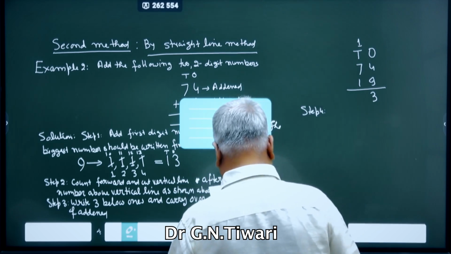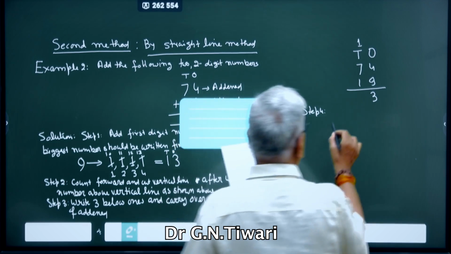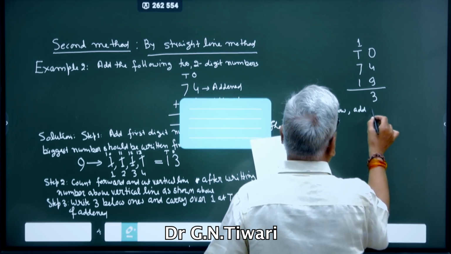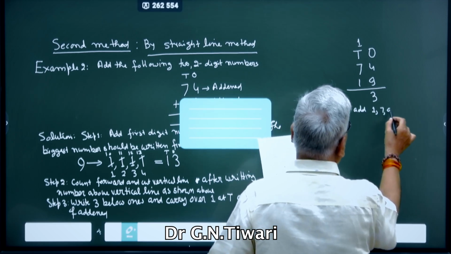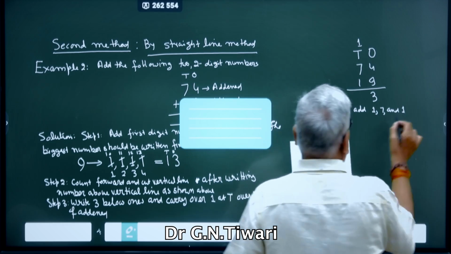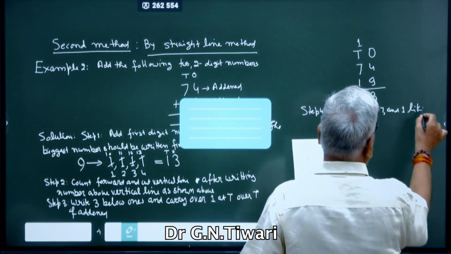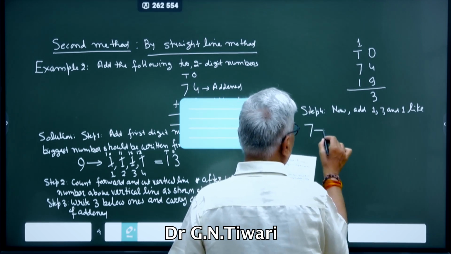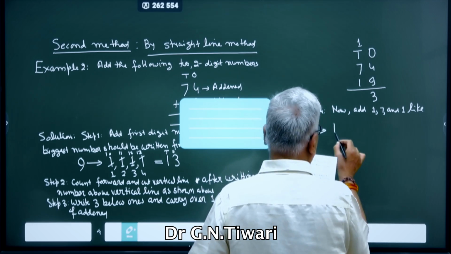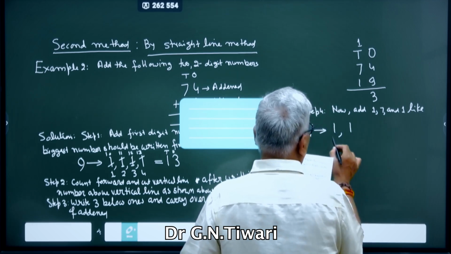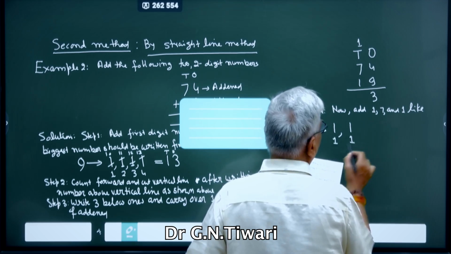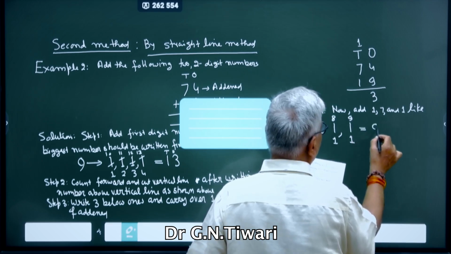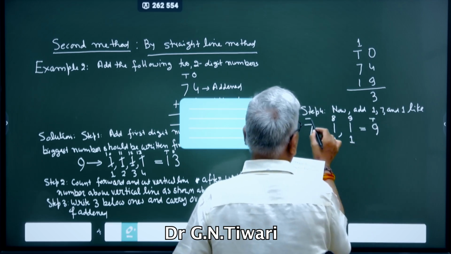Step 4. Now add 1, 7 and 1. Like the previous one, your largest number is 7, then 1 and then 1 line. But here it is 1 and 1. And here 8 and 9, and the result is 9. This is the T.